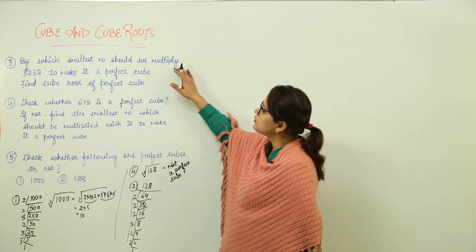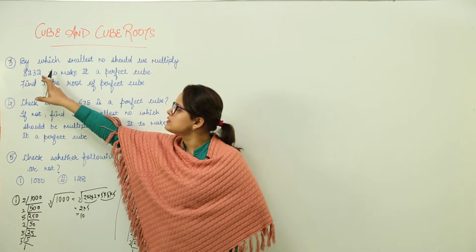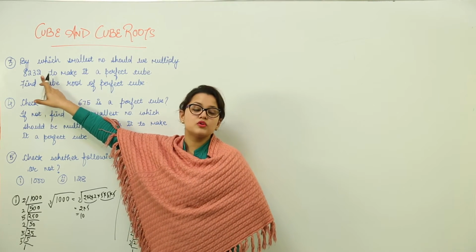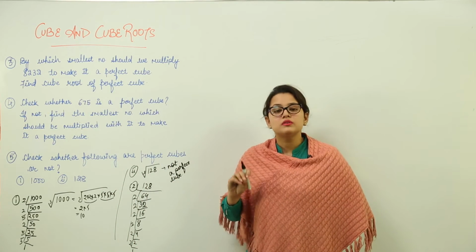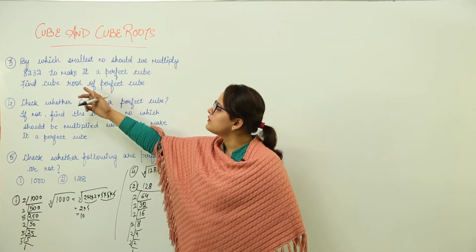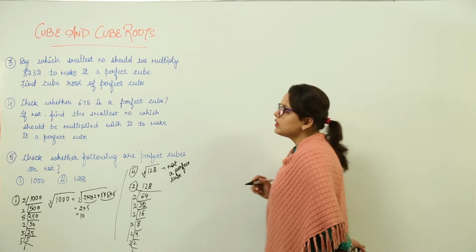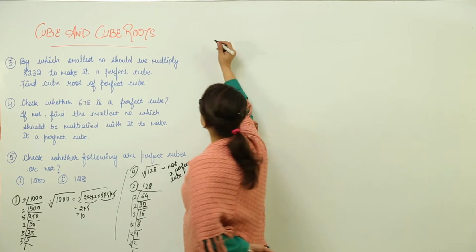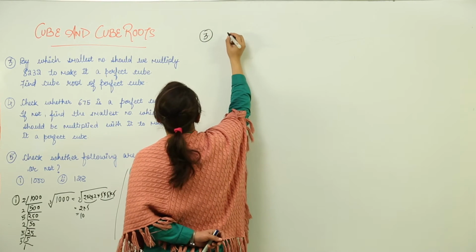Now we will move on with the third question. They are themselves saying that this number is not a perfect cube. Why? Because we need to multiply it with some smallest possible number so that this will become a perfect cube. And if it becomes a perfect cube, then we have to find the cube root of that perfect cube. Alright, so how do we start this third question? How to find the smallest number first?